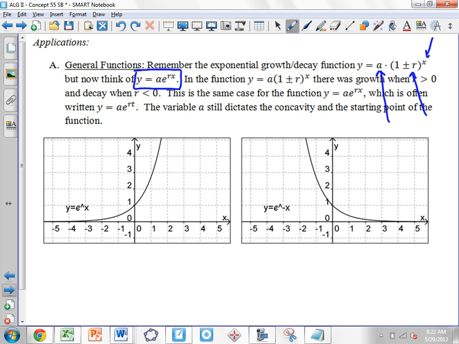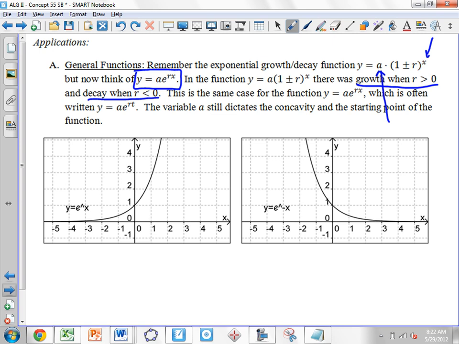Now, we're not looking at per year. What we're going to be looking at today is the instantaneous rate of growth and decay. So instead of looking at this quantity here, we're now going to look at this quantity. And remember that when r was greater than 0, we had growth, and when r was less than 0, we had decay. That was for this quantity here.